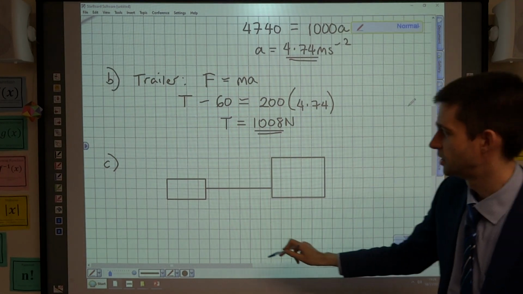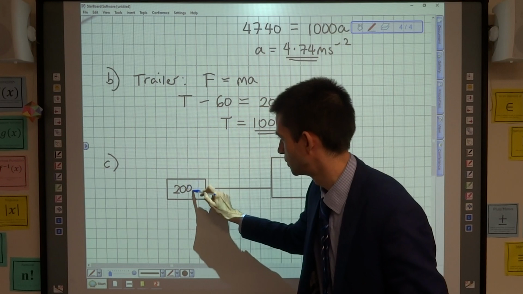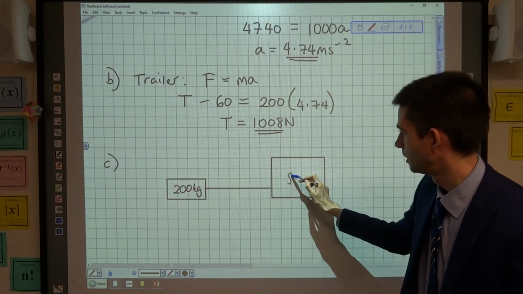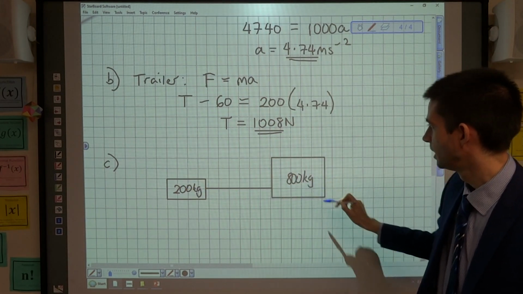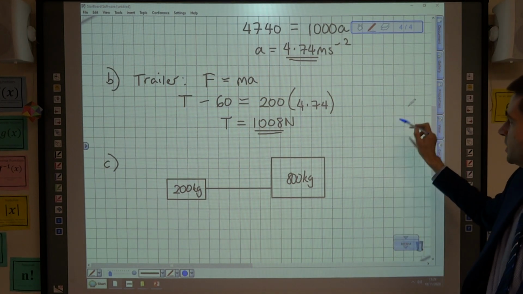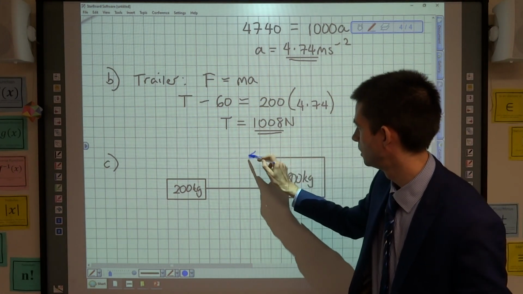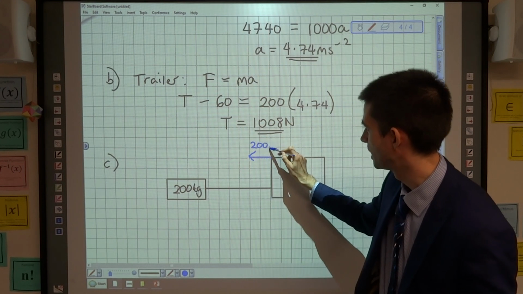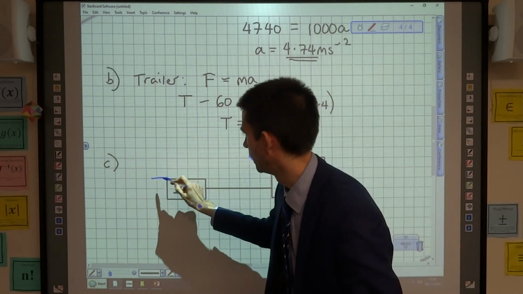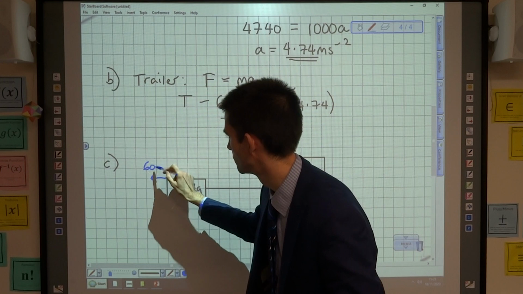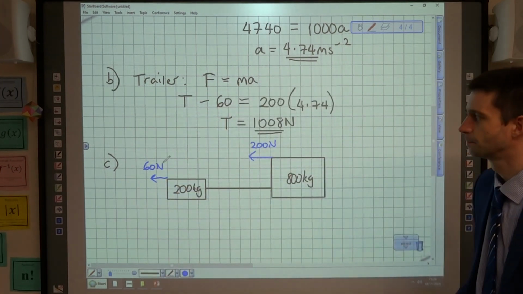So first of all, let's consider what hasn't changed. The trailer is still 200 kilograms, the car is still 800 kilograms, and we were told that the resistances to motion were unchanged. So we still have a 200 Newton force acting on the car this way, and we still have a 60 Newton force acting on the trailer this way.